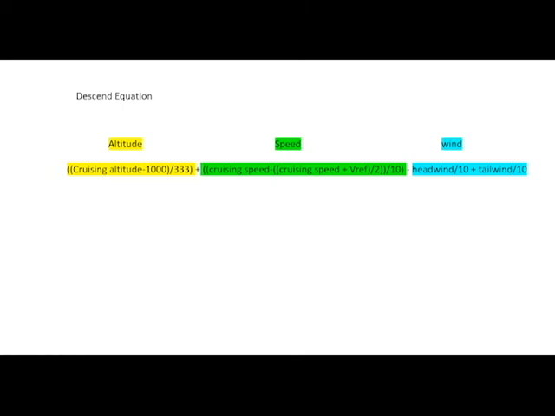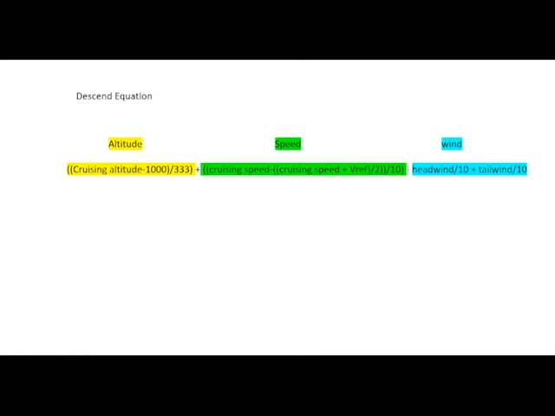Everyone. Today I'm going to show you how to calculate your descent planning. Now I'm going to warn you ahead of time. There's going to be a lot of math, a lot of talking, and a lot of things to memorize. Now this might be similar to other people's descent planning, but mine's going to be a bit different.